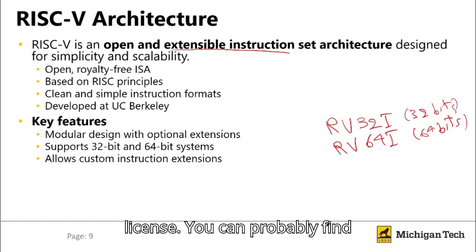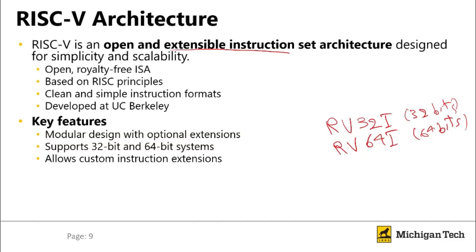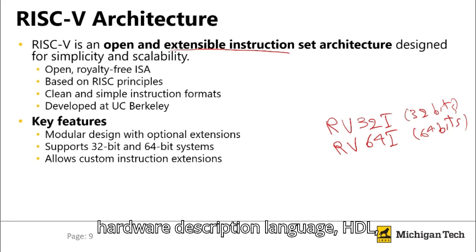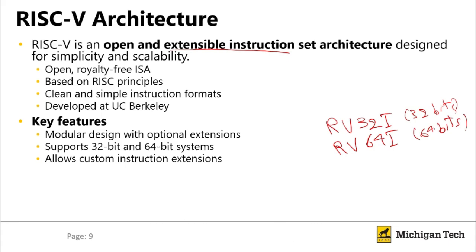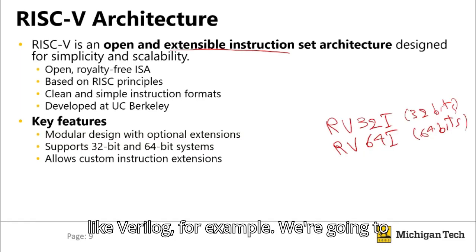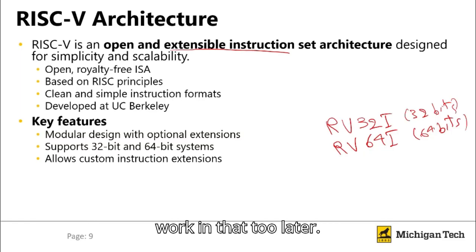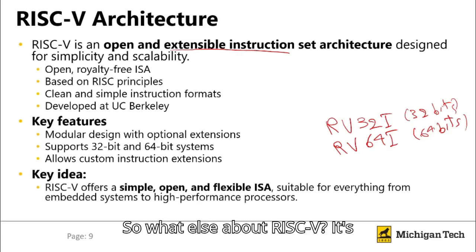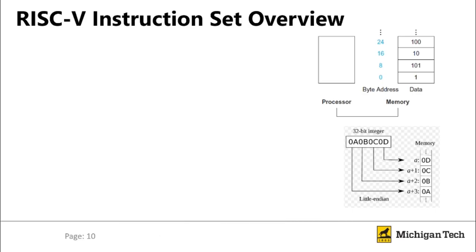You can probably find very low-level code to just implement it in a hardware description language, HDL, like Verilog, for example. We're going to work on that too later. So what else about RISC-V? It's simple, open, and flexible. So let's talk a little bit more about RISC-V before finishing.